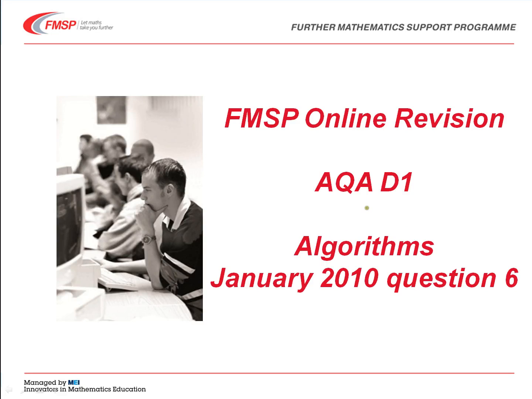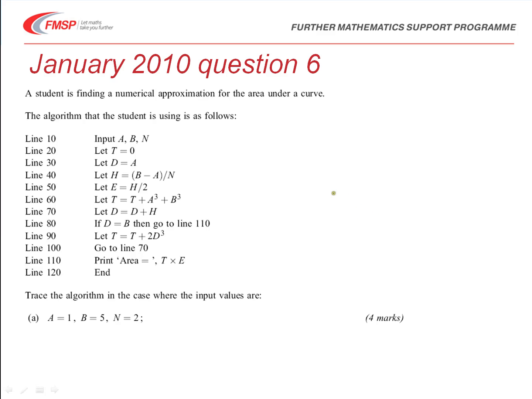Well, welcome to this online revision session for AQA D1, in which we will be looking at the January 2010 question 6 on the topic of algorithms. In this particular question, you can see a student is finding a numerical approximation for the area under a graph, and the instructions for the algorithm are clearly stated here from lines 110 through to 120.